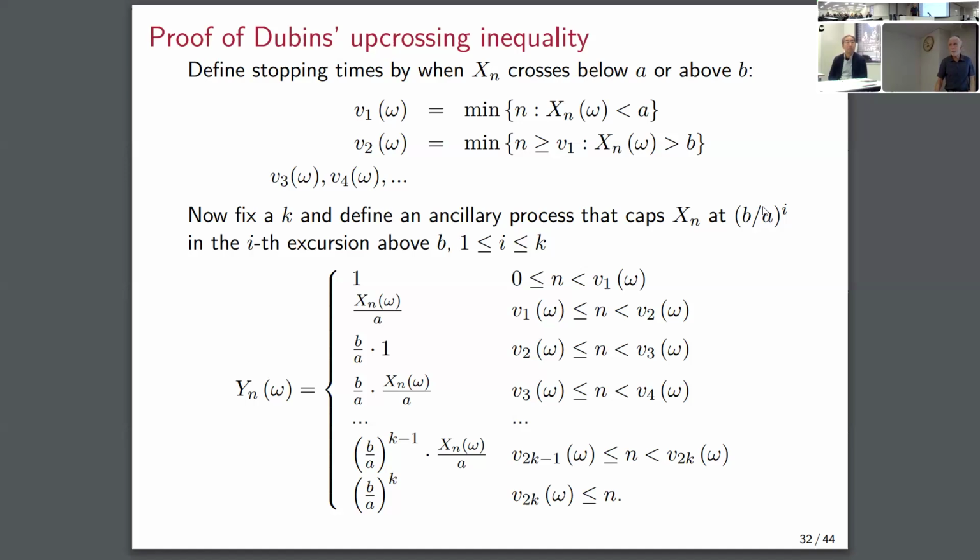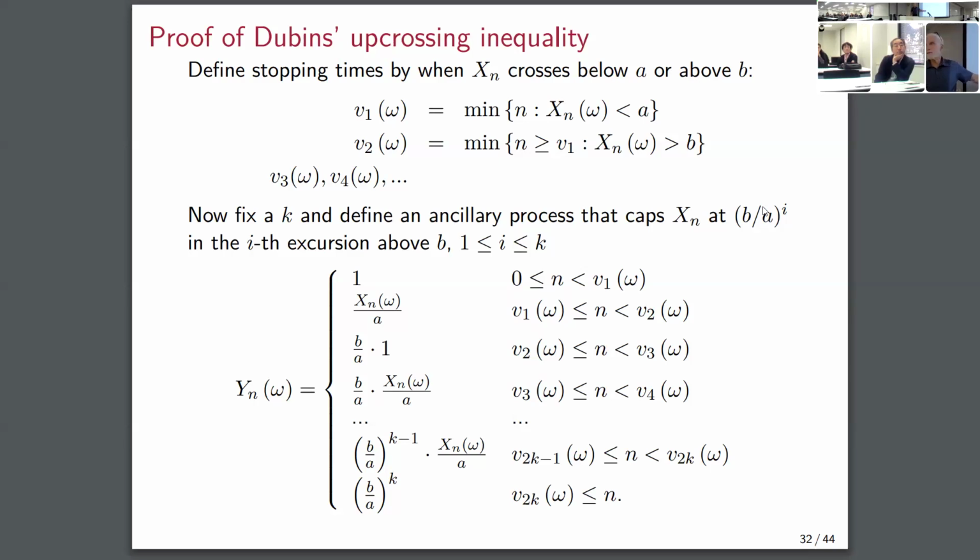Now fix a number k, and I'm going to define a new process where the ith time we get above B, I'm going to truncate the process and replace it with B over A to the i. So for times before V1, when we aren't yet below A, I will define this to be 1. From V1 up to V2, we have Xn over A. So we're down below A, this is some number less than 1. The minute that we get to V2, when Xn gets up to B, we stop and say, okay, now it's just B over A. And we stay at B over A until we get back down below A again, and then we go B over A times Xn over A.